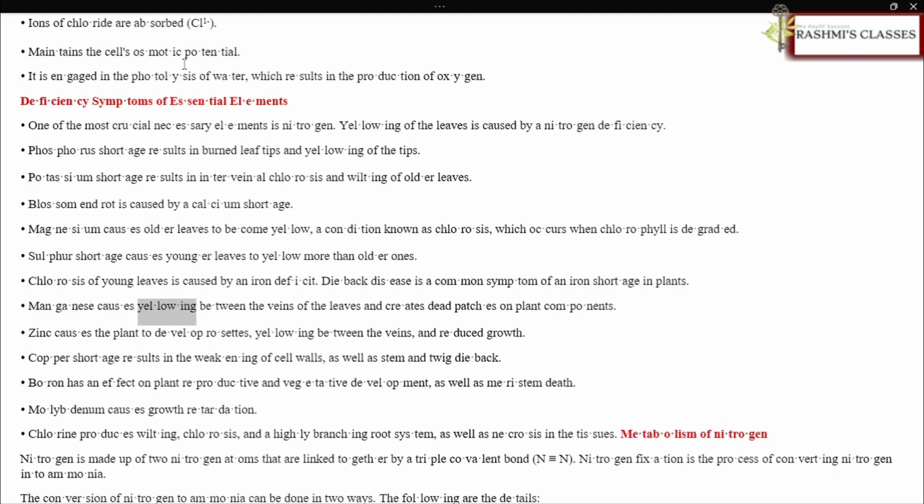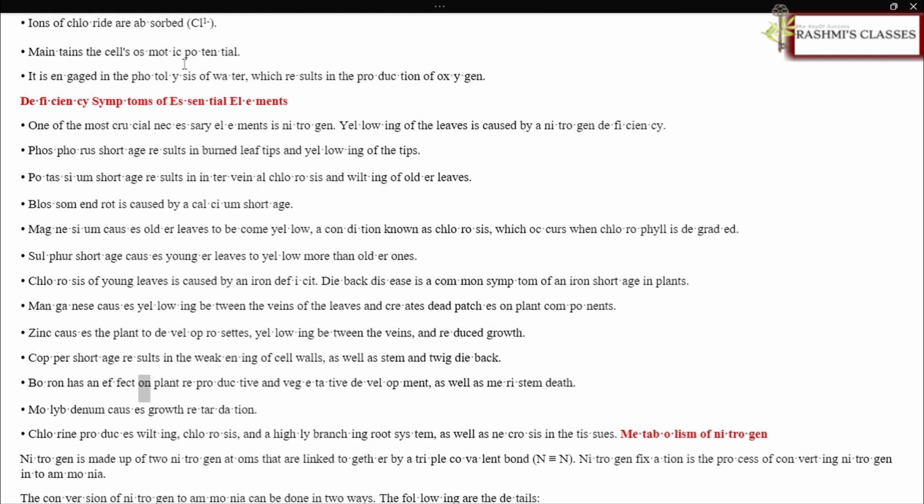Manganese deficiency causes yellowing between the veins of the leaves and creates dead patches on plant components. Zinc deficiency causes the plant to develop rosettes, yellowing between the veins, and reduced growth. Copper shortage results in the weakening of cell walls, as well as stem and twig dieback.